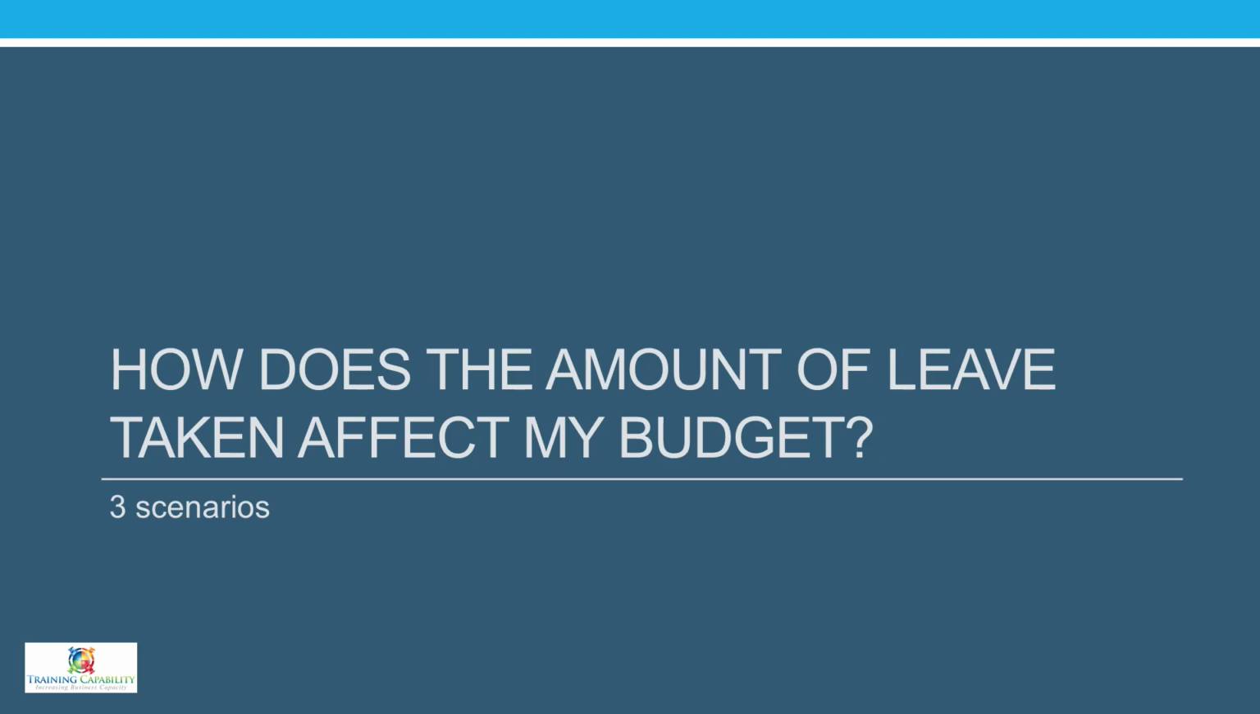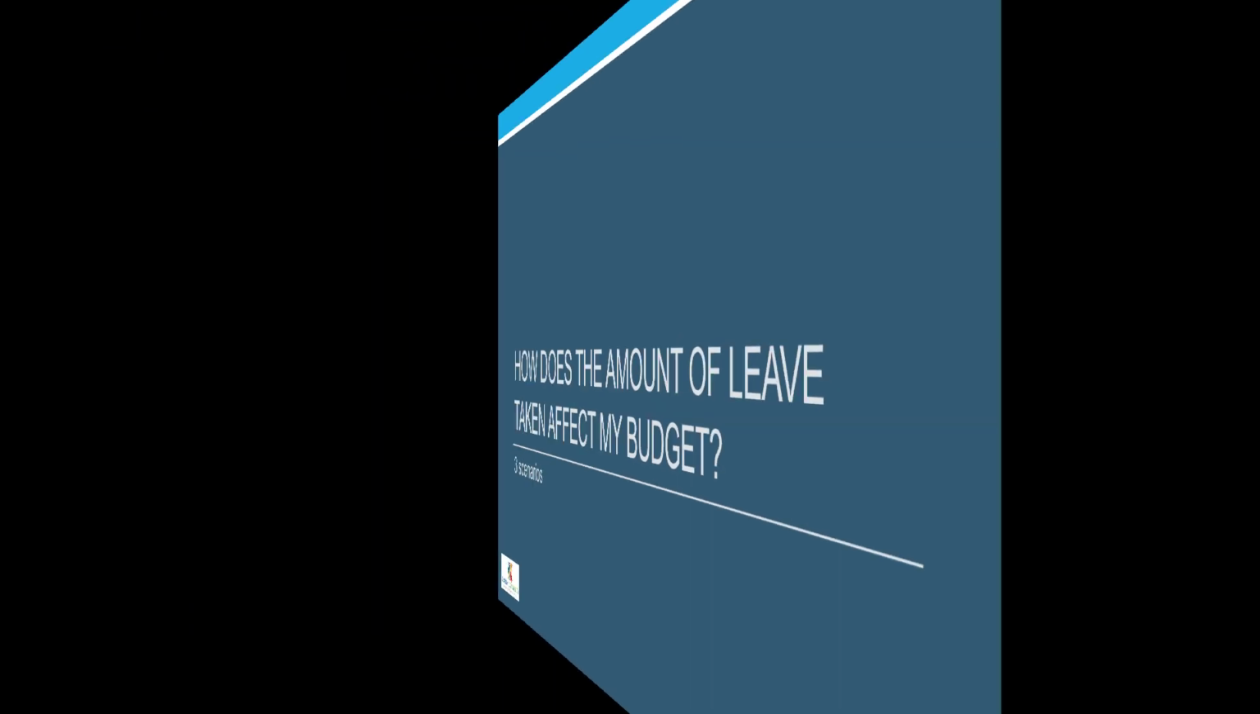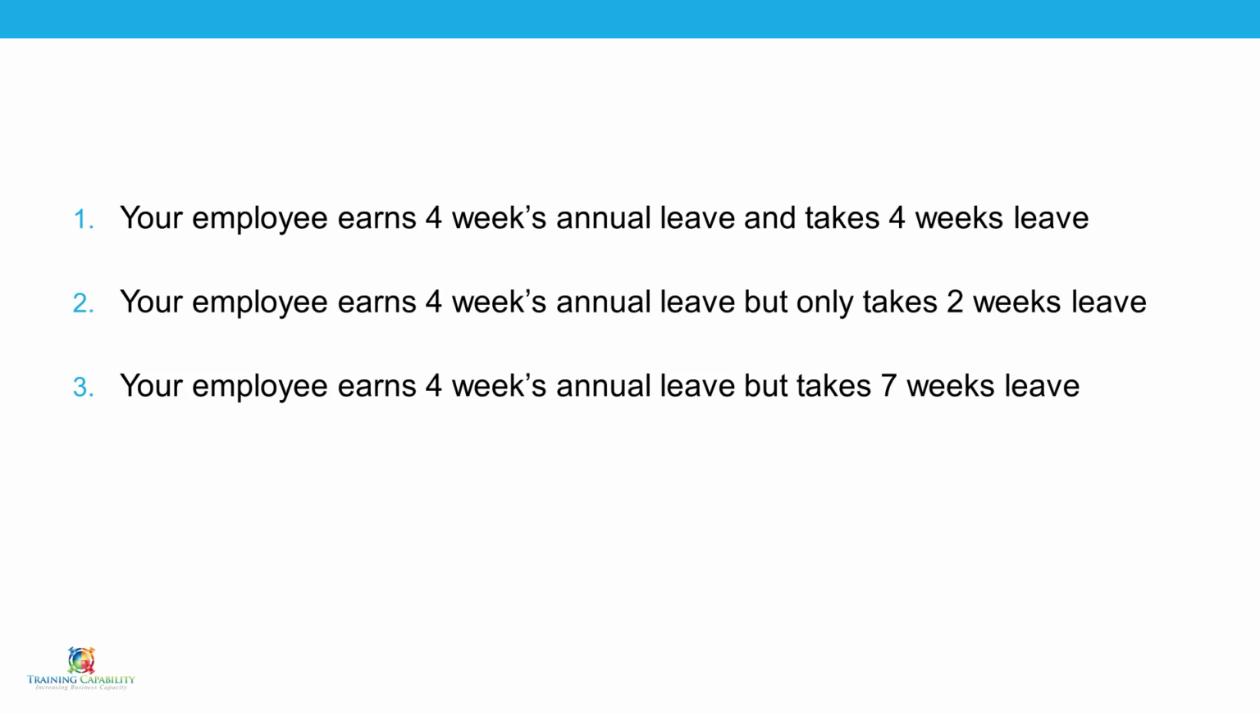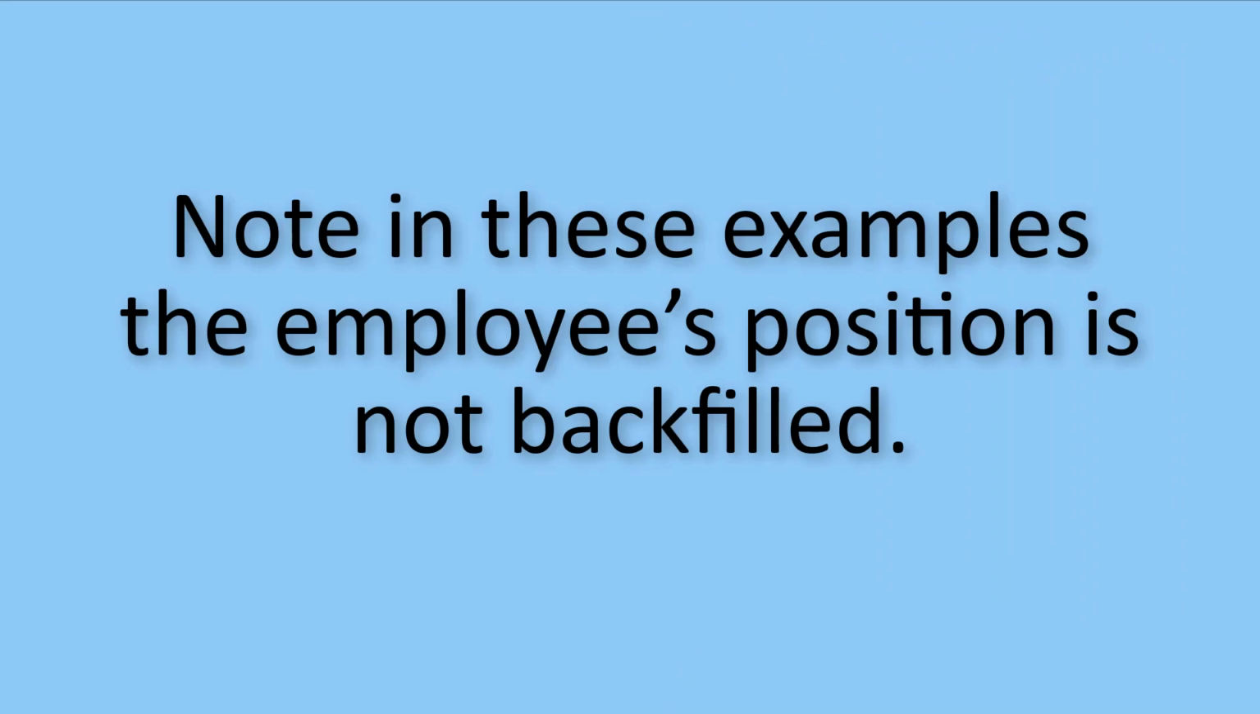We're going to work through 3 scenarios. The first one is a neutral scenario to your budget. Your employee earns 4 weeks annual leave and takes 4 weeks leave. The next scenario is a negative situation where your employee again earns 4 weeks annual leave but only takes 2 weeks leave. And a third is actually a positive scenario for your budget. This is where your employee earns 4 weeks annual leave but actually takes 7 weeks leave. Now note, in all the examples here, the employee is not backfilled. In other words, nobody will be paid to do their job while they're on leave.